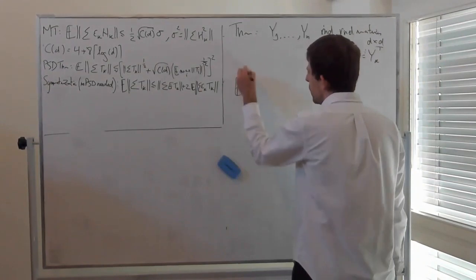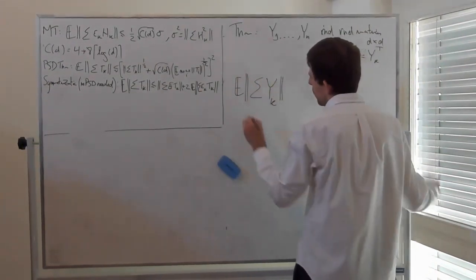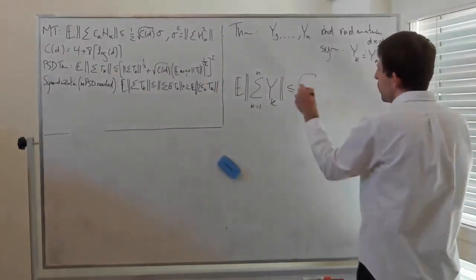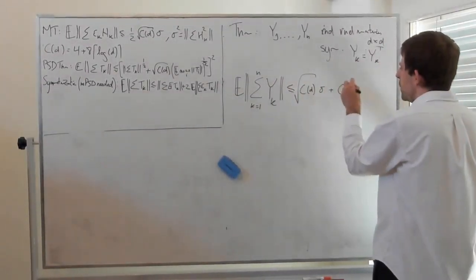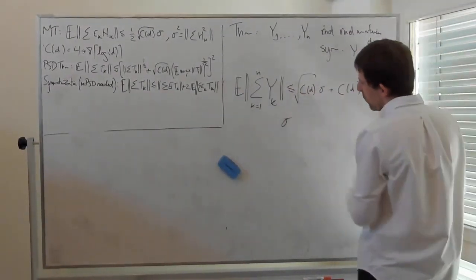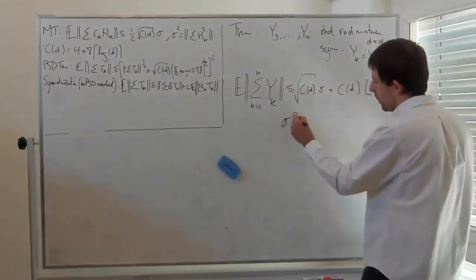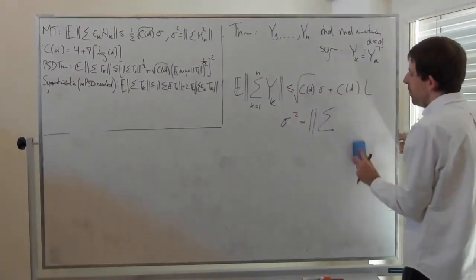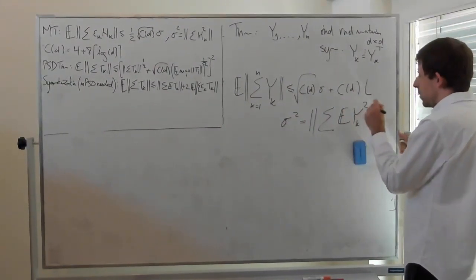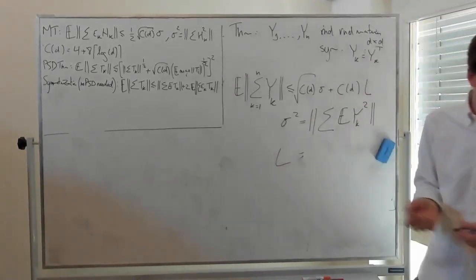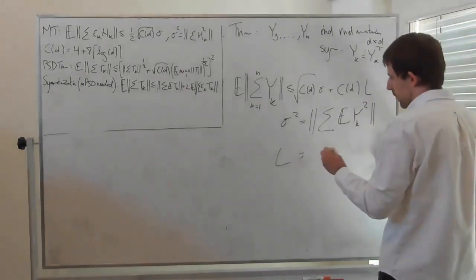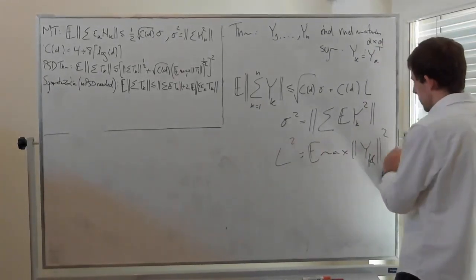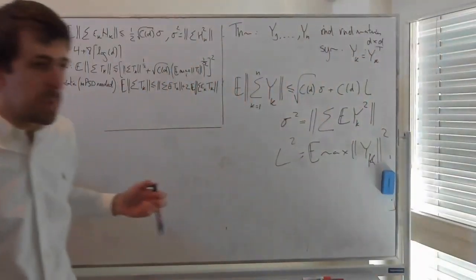The expected value of the sum of the Yk's is going to be smaller or equal than square root, right? There's these dimensional factors, C_d sigma plus C_d L, where sigma is our variance parameter, right? So sigma squared is just the expected value, of course. And L is just going to be the expected value of the maximum of this square. Okay, so it's a bit like Bernstein, right?